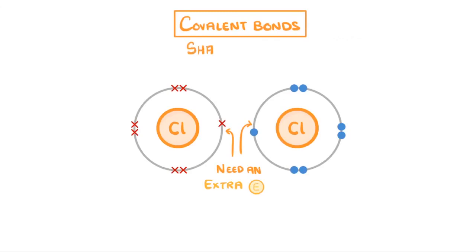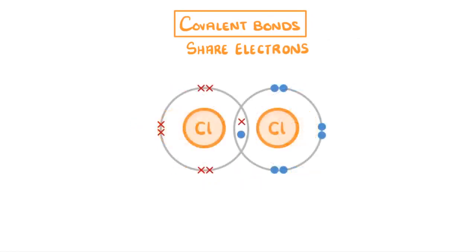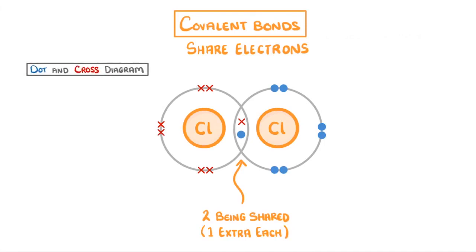Instead, what they can do is share some electrons, and as each atom needs 1 extra electron, they each share 1 of their own, so that together 2 are being shared, and they each get 1 extra. The way that we've drawn this is called a dot and cross diagram.